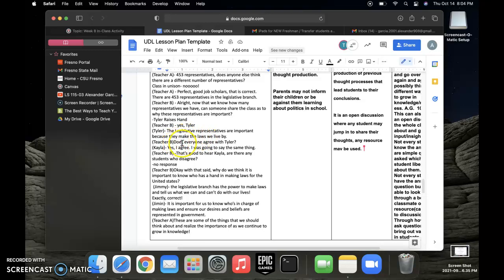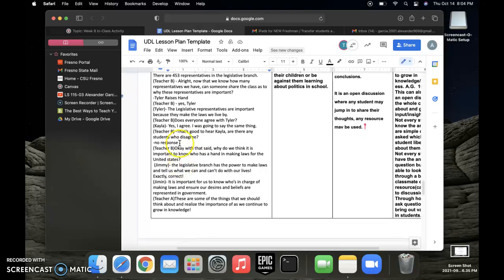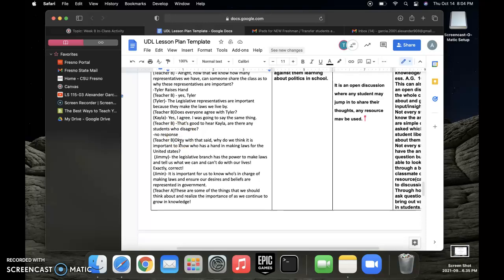Teacher B, does everyone agree with Tyler? Kayla replies, yes, I agree. I was going to say the same thing. Teacher B, that's good to hear, Kayla. Are there any students who disagree? And no response. Wait about a minute, just to see if anyone was going to raise their hand and disagree with him or them.